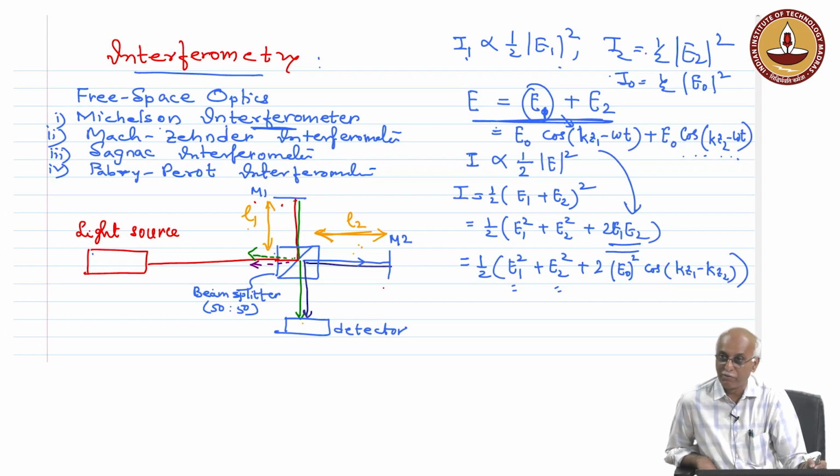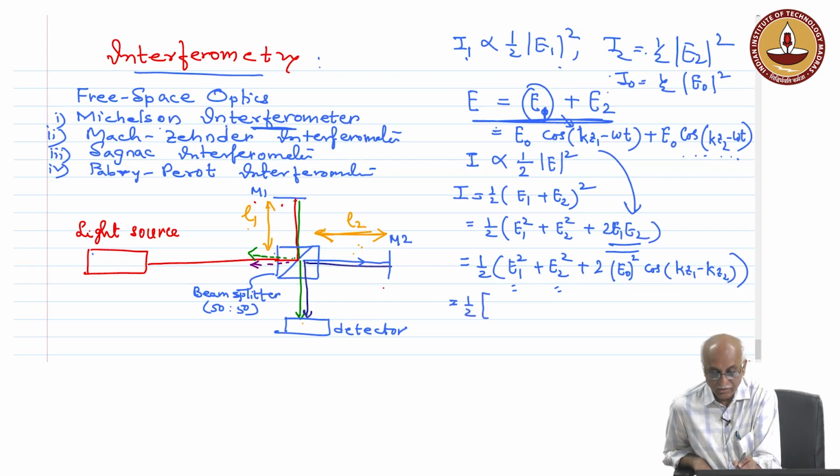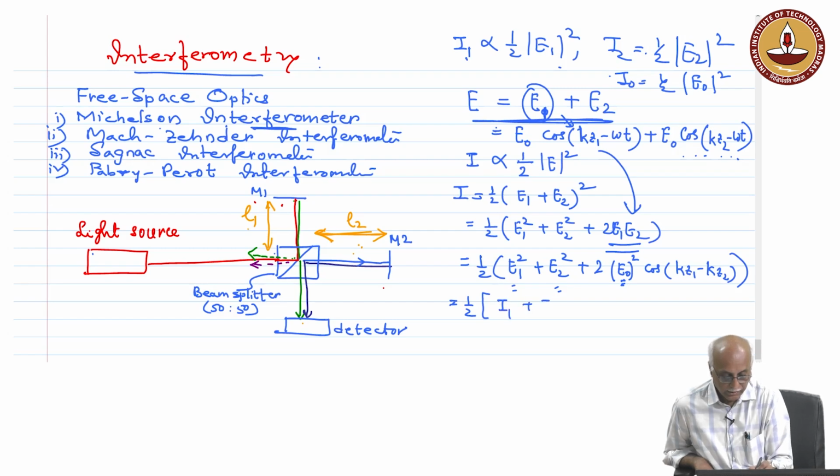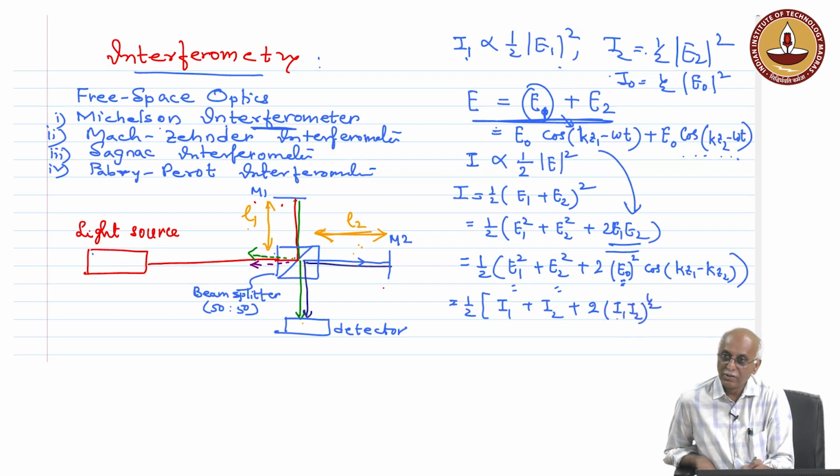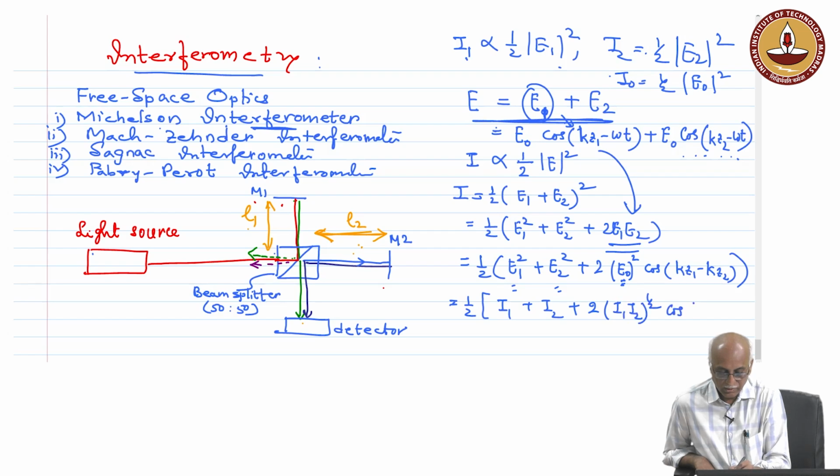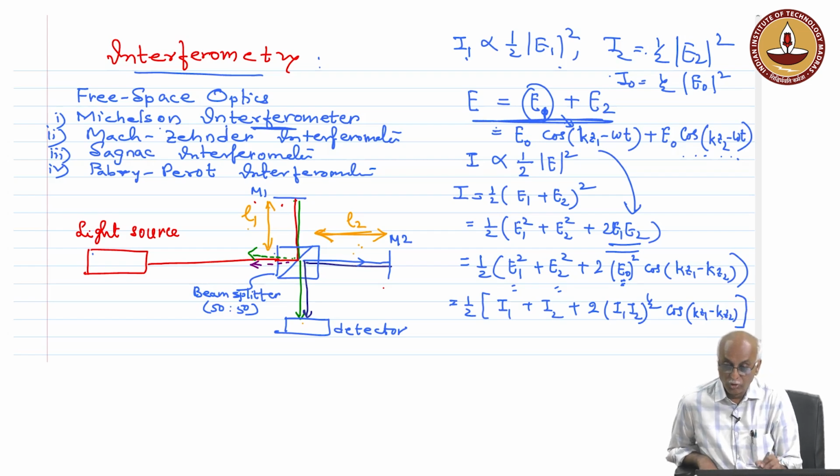Both are equal, 50-50 magnitude. So, we can represent this, instead of E0 square over here, by I1 plus I2 plus 2 (I1 I2) raised to half, cosine (kz1 - kz2), like this.